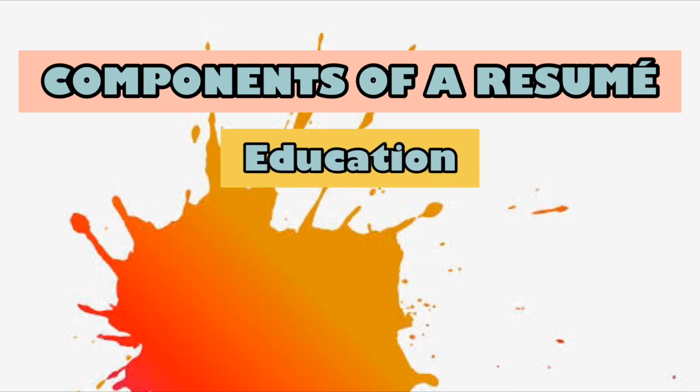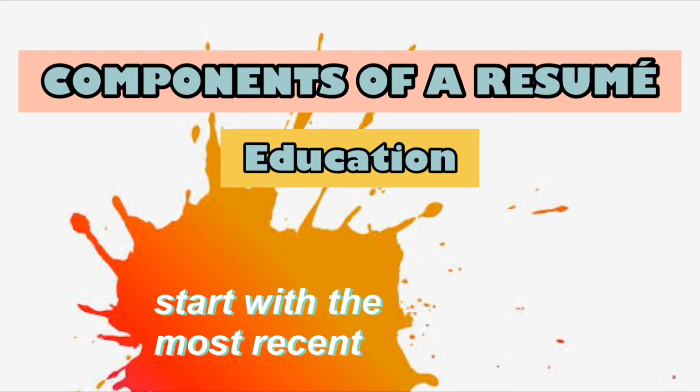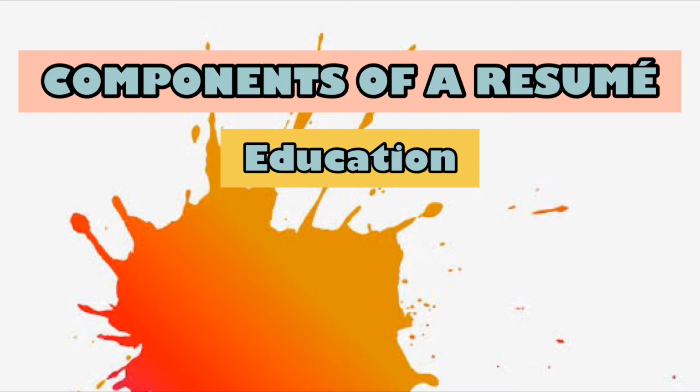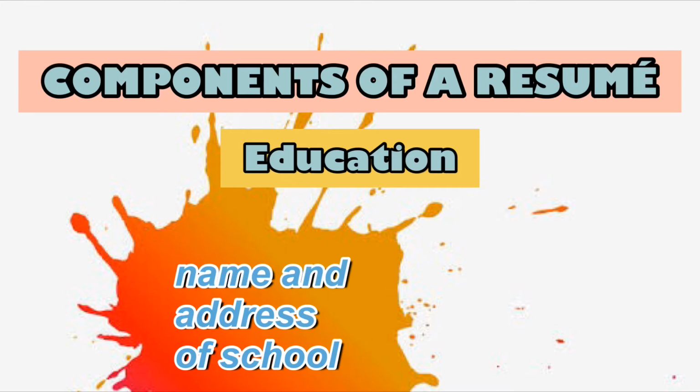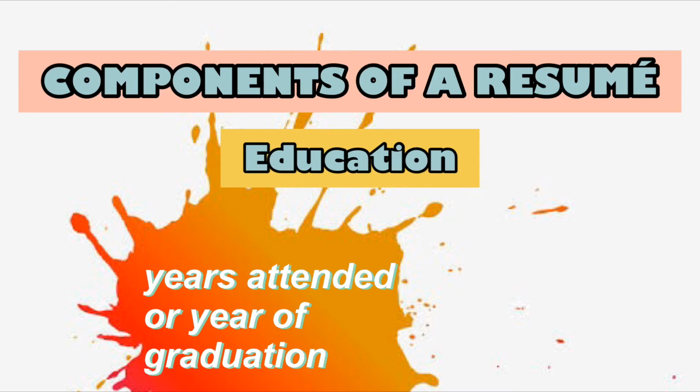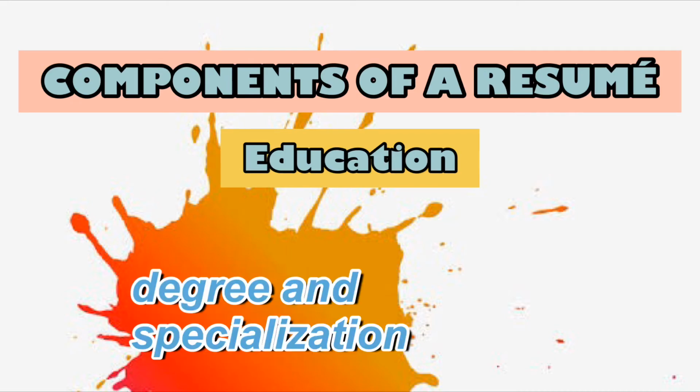Next is education. Start with the most recent educational attainment that you have. For example, you are now pursuing your doctorate degree, so you can write it, and then below it is your MA or master's, and then your bachelor's degree. Include the name and address of the school, years attended, or year of your graduation. Also include your degree and specialization.